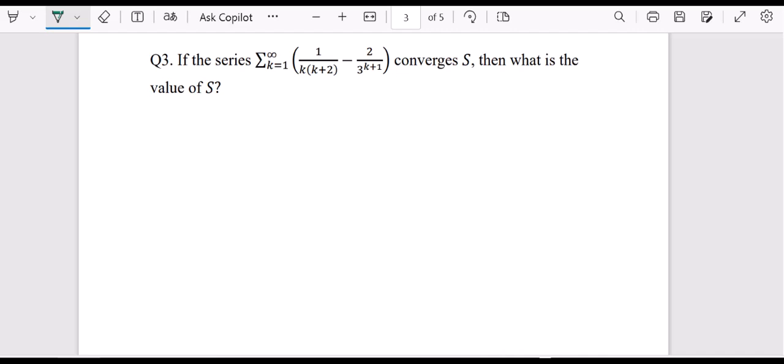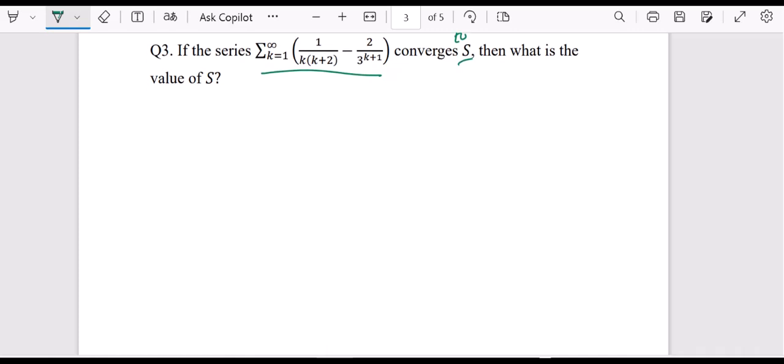So we have this question on the board, which is: we have a series, and this series converges to S. Then what is the value of S? The value that it converges to, what is it? Okay, so this question is actually simple.